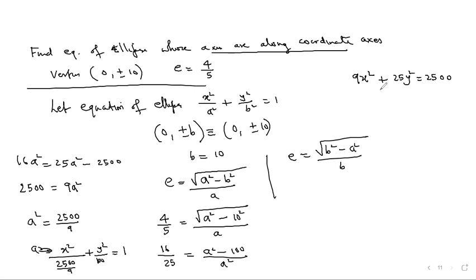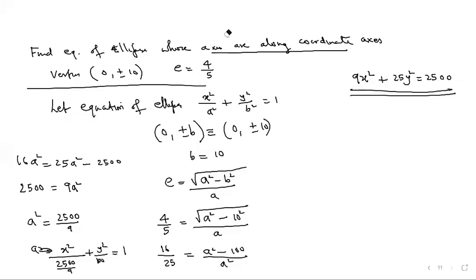I am multiplying throughout by 2500. If you had taken it the other way, you would have got another answer, but that also would be correct. So both ways you could have taken.